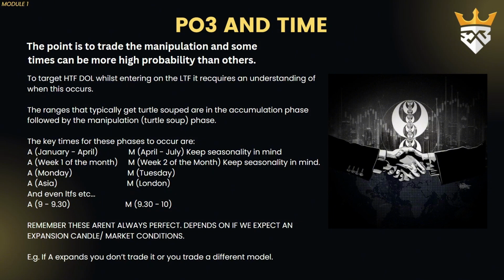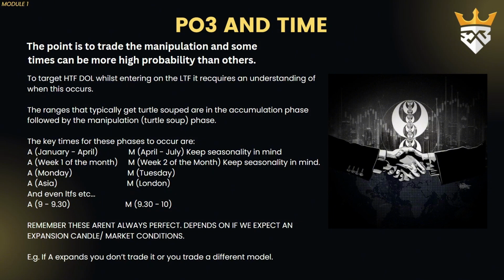To target higher time frame draw on liquidity whilst entering on the lower time frame, it requires an understanding of when this occurs. The ranges that typically get turtle souped are in the accumulation phase, followed by the manipulation phase, right? The key times for these phases to occur are shown here: A means accumulation, M means manipulation. I'm not going to read them out. It's clear that you can read them. Remember that these aren't always perfect. Depending on if we are in an expansion candle or if we expect an expansion candle, or depending on the market conditions, it can differ, right?